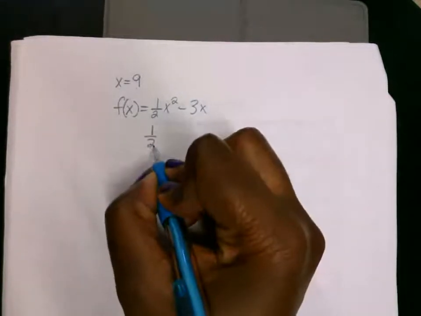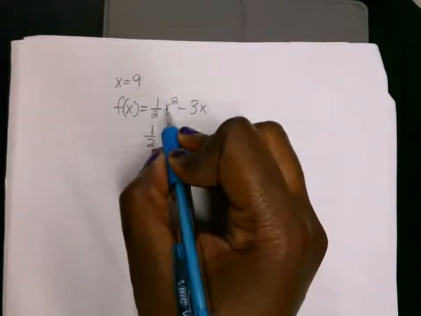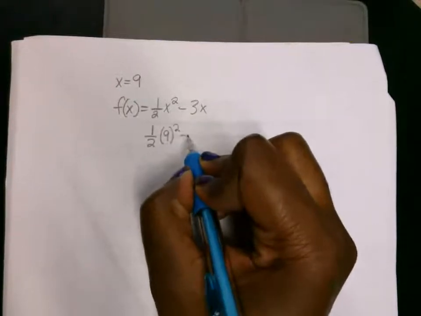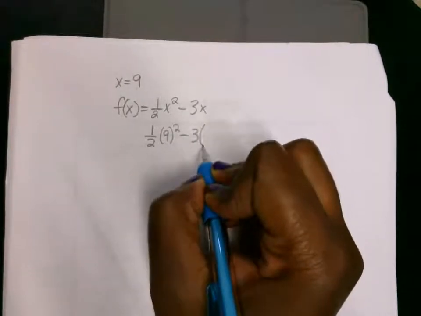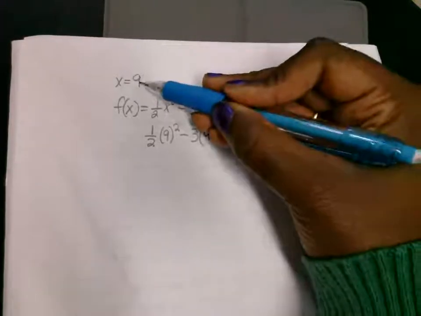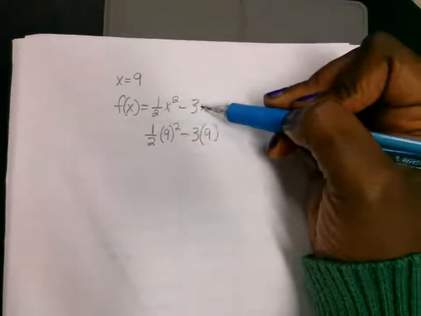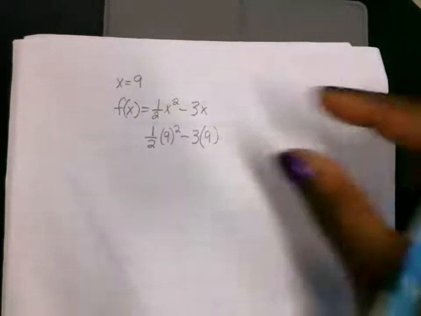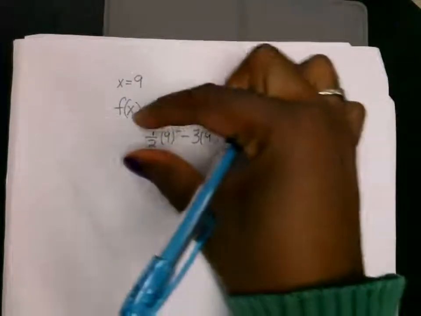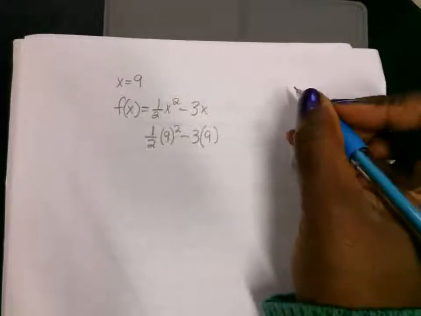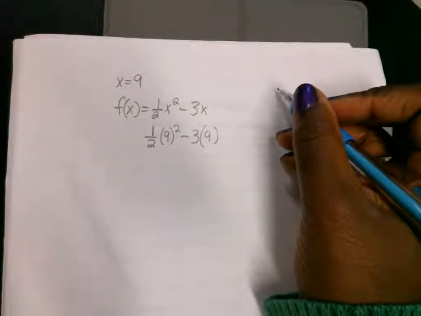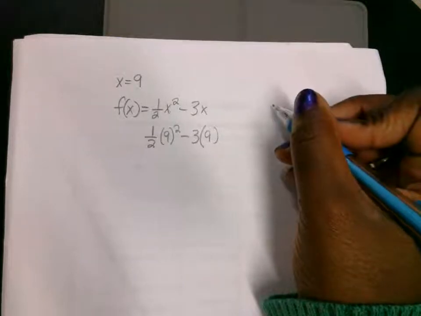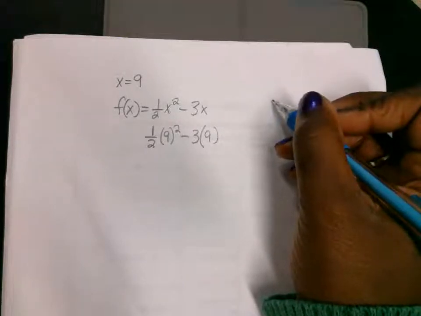We have 1/2, right? We replace x with 9. So this is 1/2 times 9 squared minus 3 times 9. Do you see how we just replace 9? Everywhere you see x, you put 9 into place. Now this is a numerical expression, so we use order of operations to solve this. Does that make sense? The first step is do all operations within parentheses.